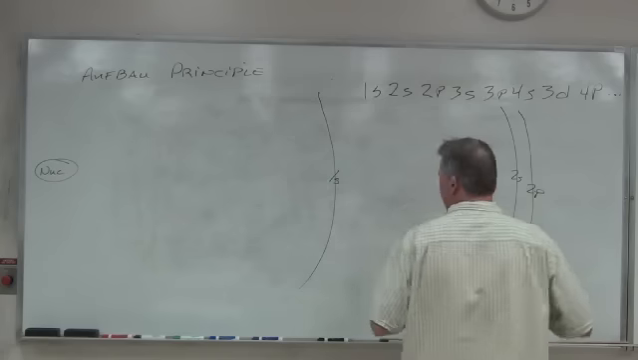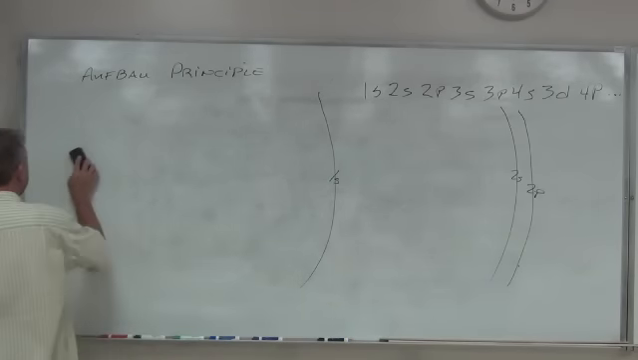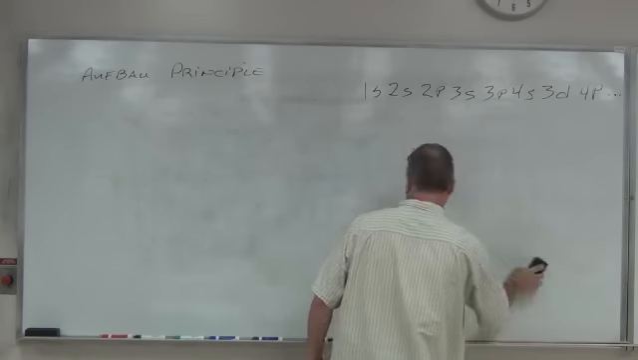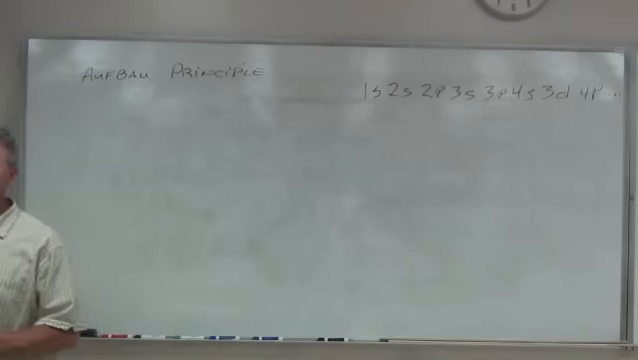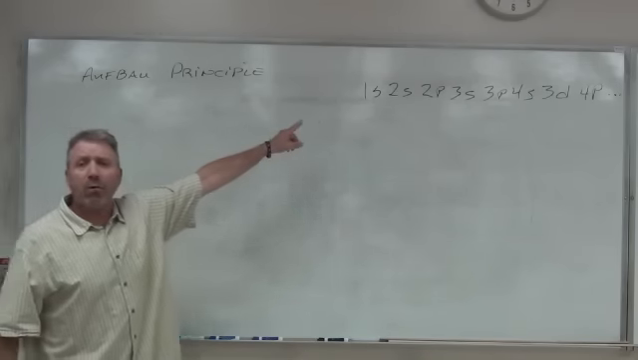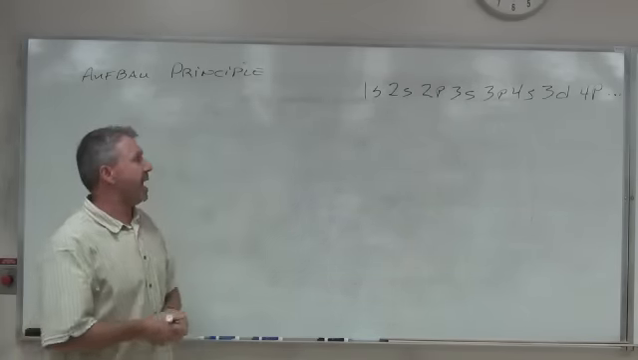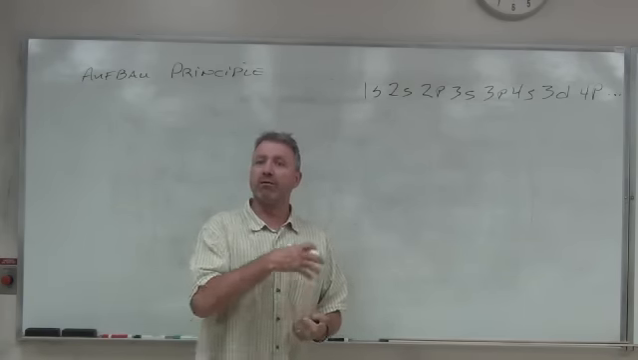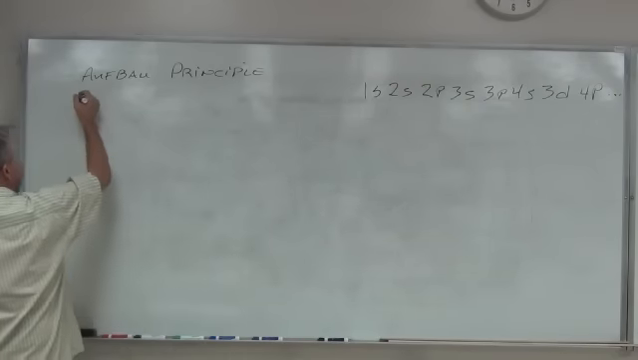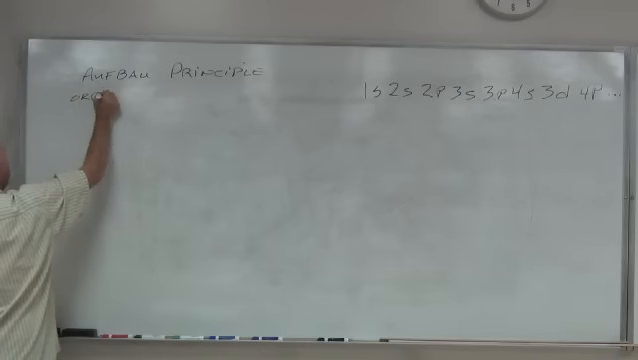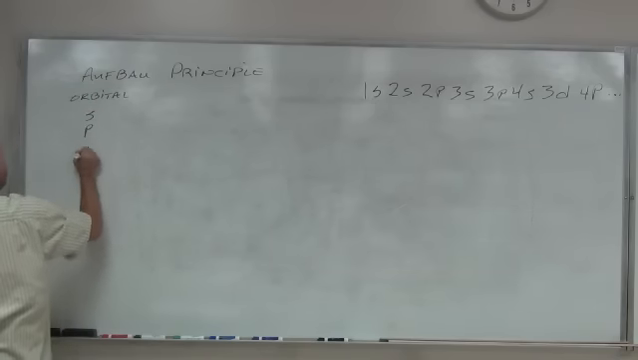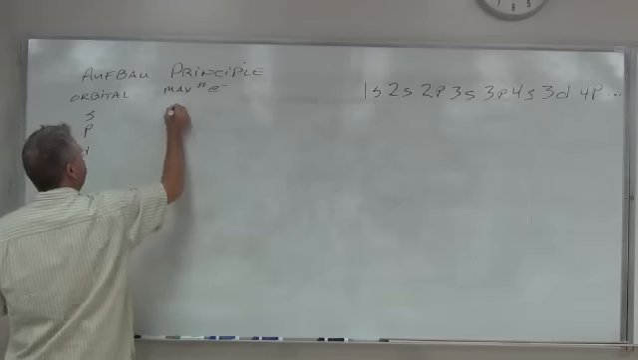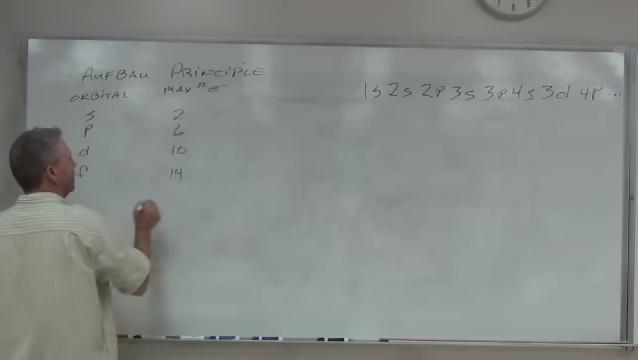Okay. The Aufbau principle allows us to write what we call electron configurations. Electron configurations. That's what 1s, 2s, 2p is. Now, there's a maximum number of electrons that can reside in each one of those orbitals. So, we have the orbitals s, p, d, and f, and we have the maximum number of electrons: 2, 6, 10, and 14.